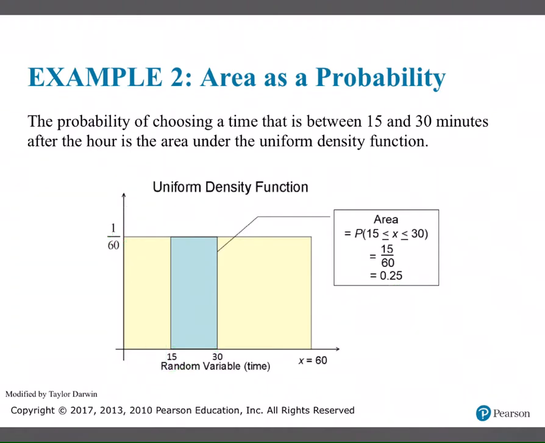We can do this with anything that we want. We could have said 15 to 45, right? Then the width would have been 30, and the probability would have been a half.